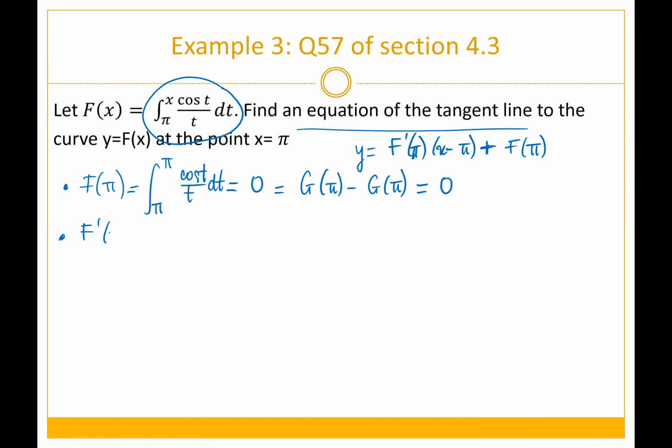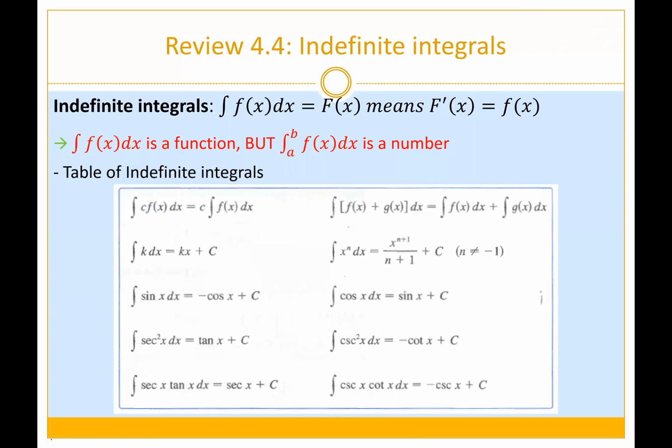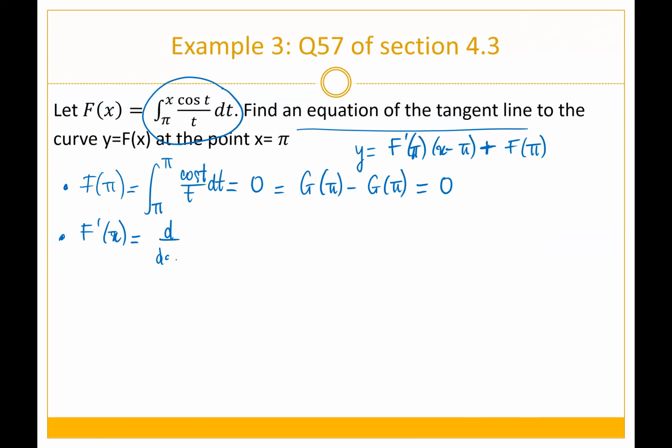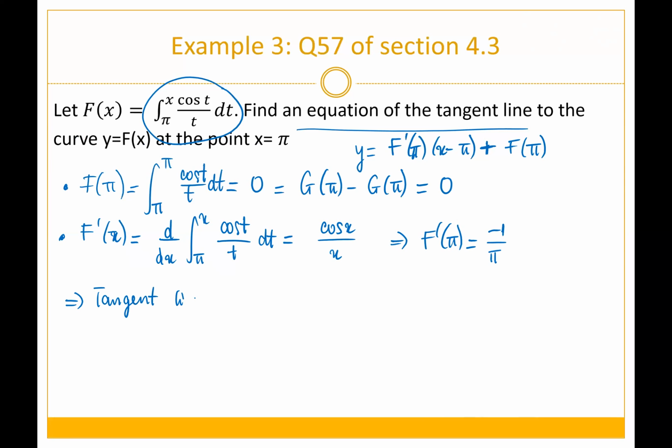Then now you have to find f prime of x. So this one is d over dx of the integral from pi to x of cosine t over t dt. By the fundamental theorem of calculus, the first one, this is cosine x over x. Therefore f prime of pi is cosine of pi over pi, which is -1 over pi. So your tangent line is now just plugging in: y equals -1 over pi times (x minus pi) plus 0, so it's negative 1 over pi x plus 1. So this is my answer for the tangent line equation.